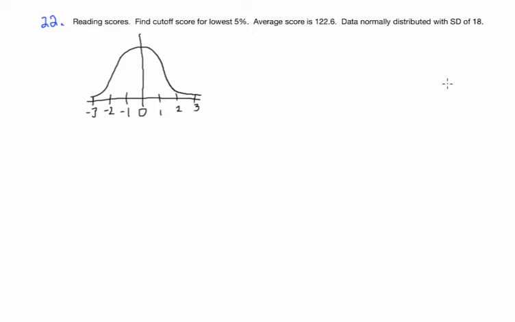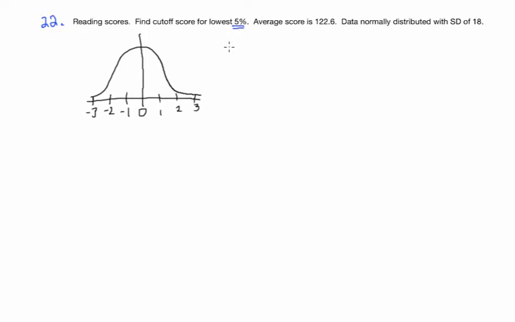Ooh, I've been waiting for these kind. These are the ones where you have to go backwards. Notice in the previous 3 problems, you were given a cutoff score and asked to find the percentage chance that you got that score. Well, this one gives you a percent, and then they want to know what score lines up with that bottom 5%.